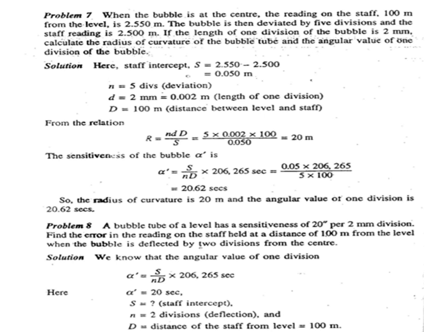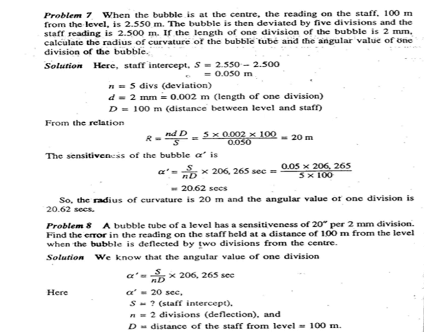Then we will try to solve another problem. I will read the problem. A bubble tube of level has sensitiveness of 20 seconds per 2 mm division. Find the error in the reading on the staff held at a distance of 100 meter from the level when the bubble is deflected by 2 divisions from the center.